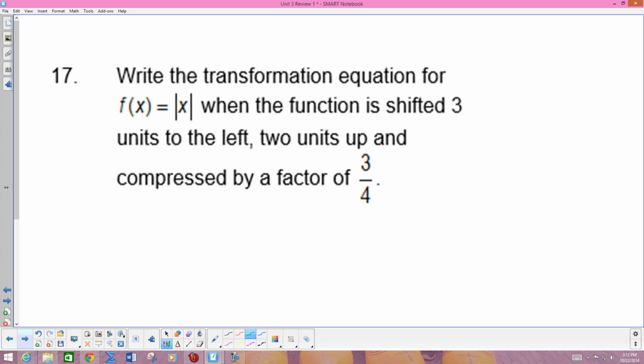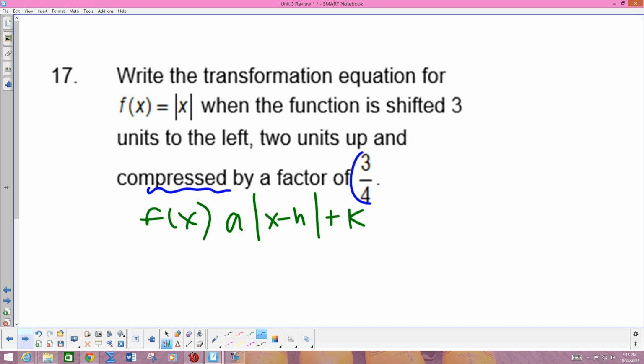Number 17, write the transformation equation for an absolute value when the function is shifted 3 units to the left, 2 units up, and has a compression factor of 3/4. So I know that I'm going to have f of x is equal to a, absolute value of x minus h, plus k. That's my formula. So what's important stuff that I see? Compression factor of 3/4. Where's that going to go? A. 3/4. Anything else?